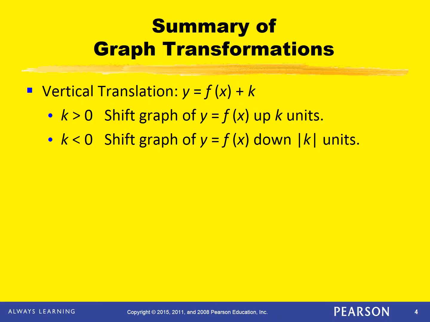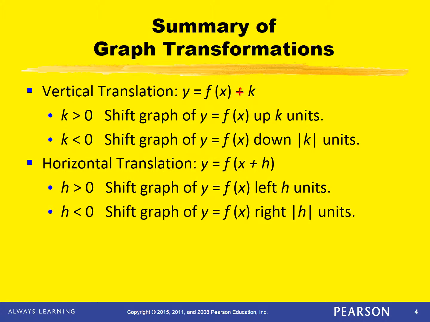Summary of transformations. We first had translations or slides, and that was adding a number to a function. Okay, adding. And that was the previous video. If you add a positive number, you get a vertical shift upward. If negative, downward. Then we had horizontal translation.